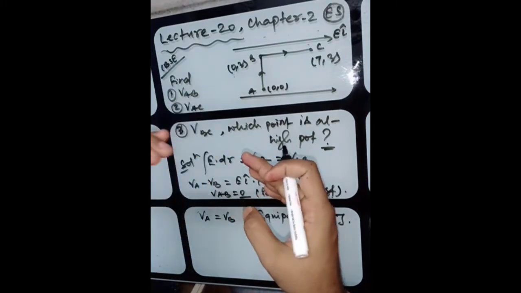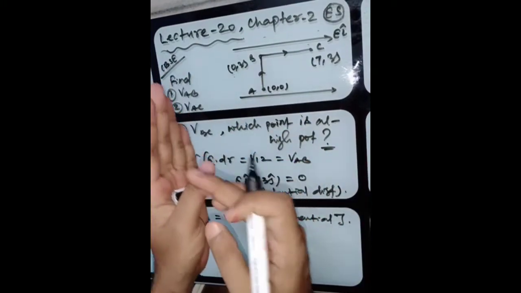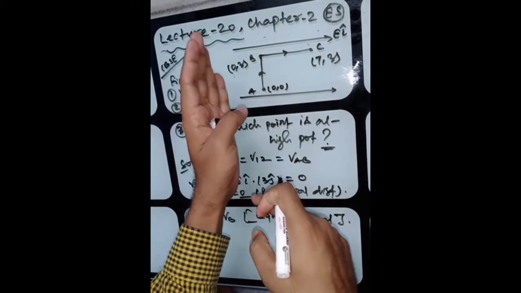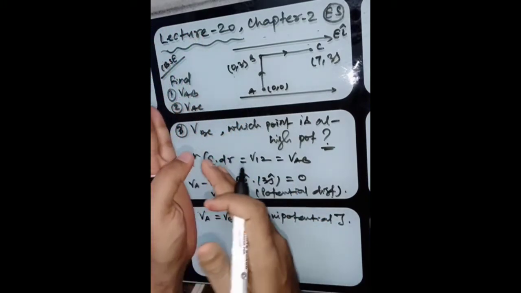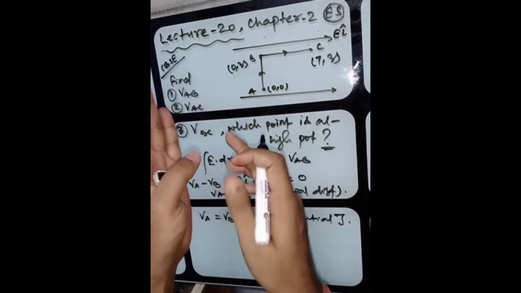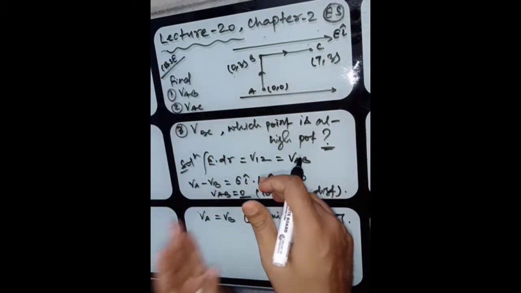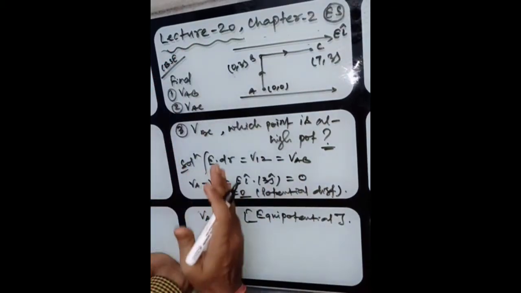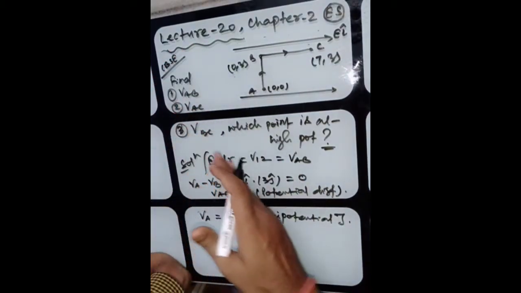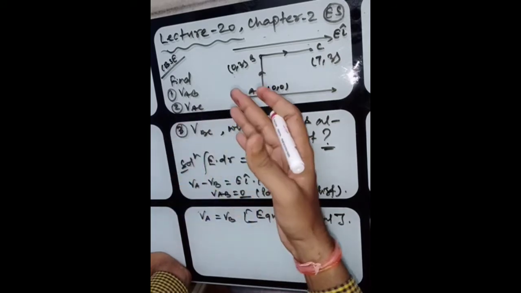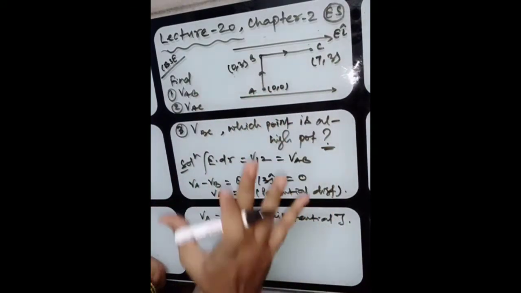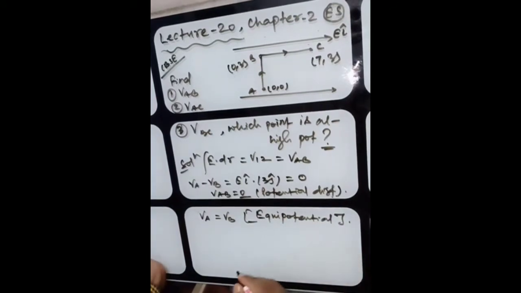Why? Because the electric field is moving in this direction, and all the points are in the same plane, perpendicular to the electric field lines. It means all the points will be at the same potential, and this plane will be considered an equipotential plane, or equipotential surface, and we will study the same surface later on, might be in the next lecture or in this lecture only. So now the next question, my dear student. This was the first question.